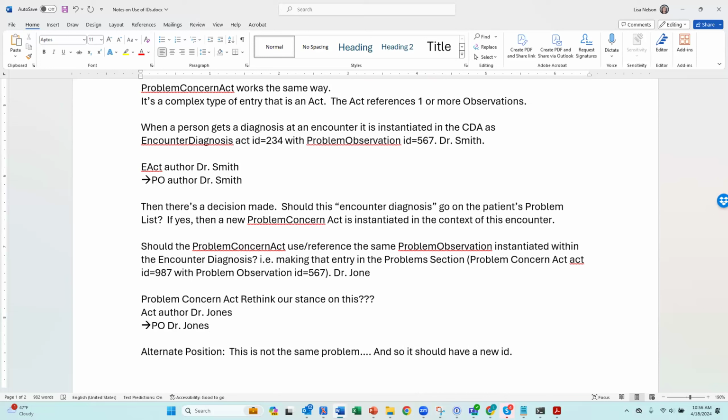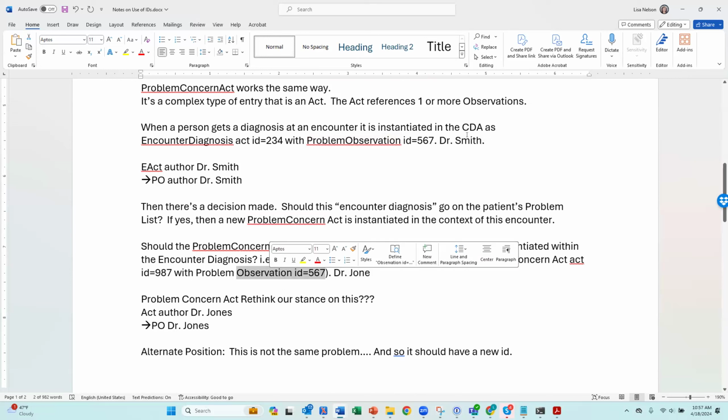Okay. Well, the good news is if we go with the position that Brett just brought up, which is different than before I added these people in, we were all thinking this problem observation and this problem observation were the same thing. We all felt that way. Then we added this wrinkle and the conversation went in a different direction.